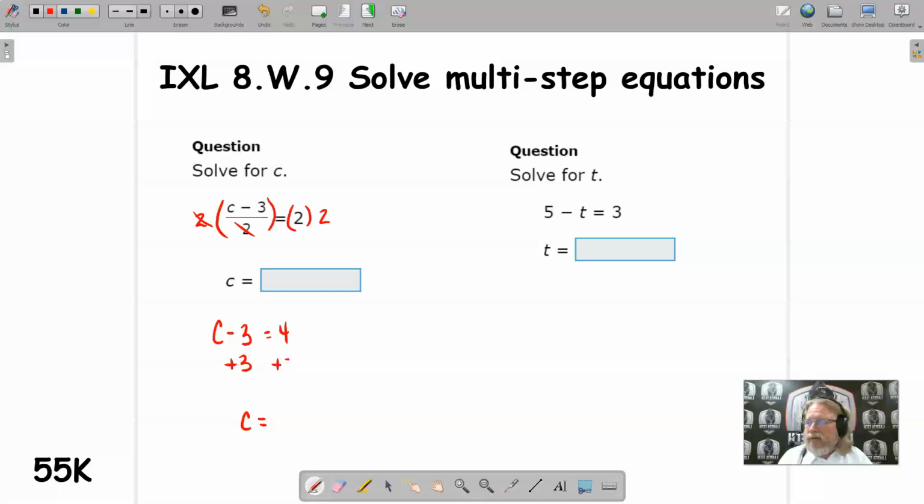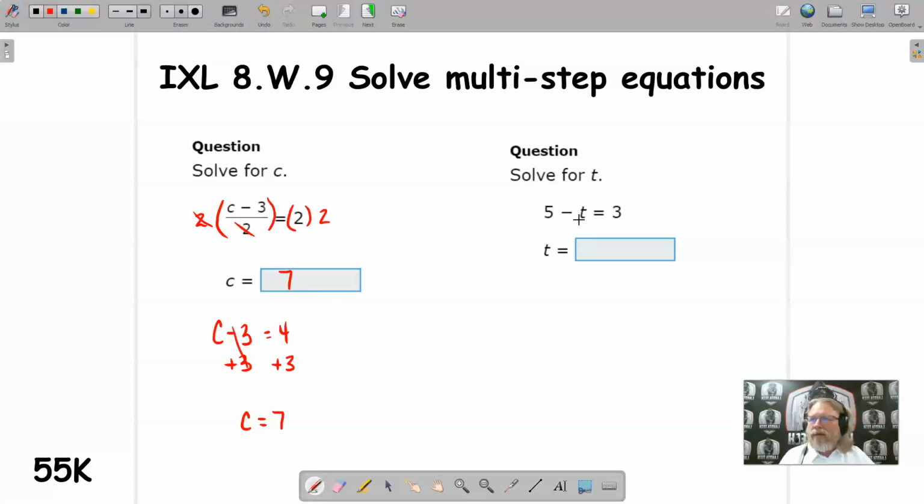And what we do to one side, we're going to have to do to the other, and I'm already thinking of the answer, aren't I? So we're adding 3 to each side. 4 plus 3 is 7, and we know that the negative 3 and the positive 3 cancel each other out, so we end up with c equals 7.